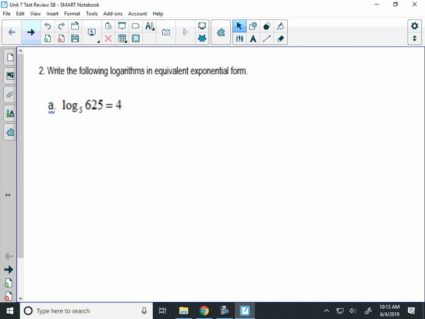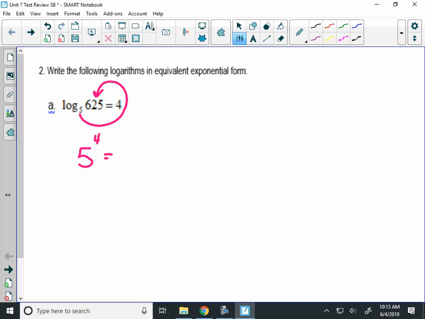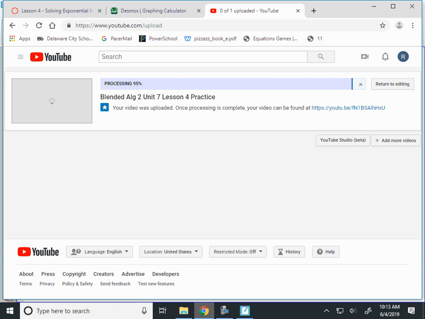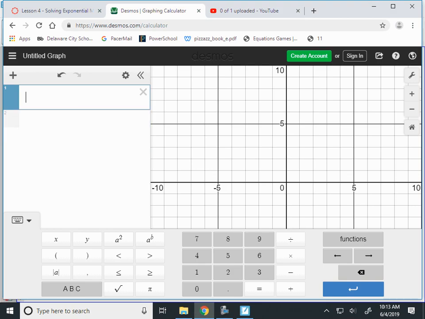So the way we do that, remember to go from a logarithm to an exponential, we used a curly Q. We started at the base, we went out to the equals, and back into the last number. So this logarithm in exponential form would be 5 to the 4th power is 625. Now if you're not sure if that's right, pull up Desmos and double check. Is 5 to the 4th power 625? It is, so you know you did that right.